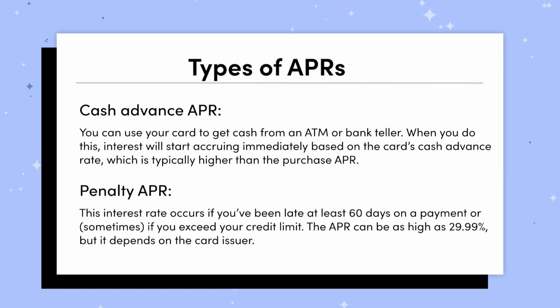And then you have your penalty APR. This is often much higher than your card's purchase APR, and it kicks in if you are at least 60 days late on a payment, or sometimes if you just exceed your credit card's credit limit. The APR can be as high as 29.99%, but it will depend obviously on the card issuer.